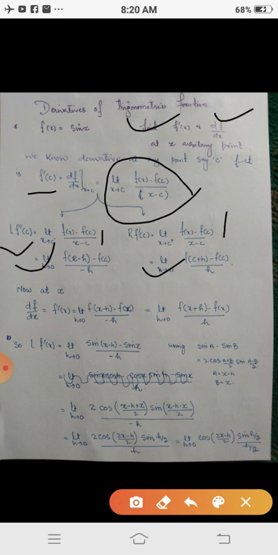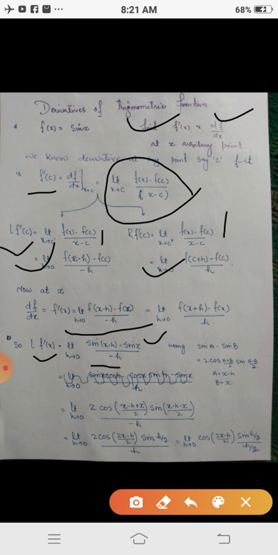Now at any point, if the given function is derivable or the derivative exists, then we can simply write f dash of x or df by dx as limit h tends to 0 f of x minus h minus f of x upon minus h, or f of x plus h minus f of x upon h. Here we will find these two derivatives one by one. That is, left derivative, which is limit h tends to 0 f of x minus h minus f of x upon minus h. Now f of x is sin x, which implies that f of x minus h is sin of x minus h, so we get sin(x minus h) minus sin x upon minus h.